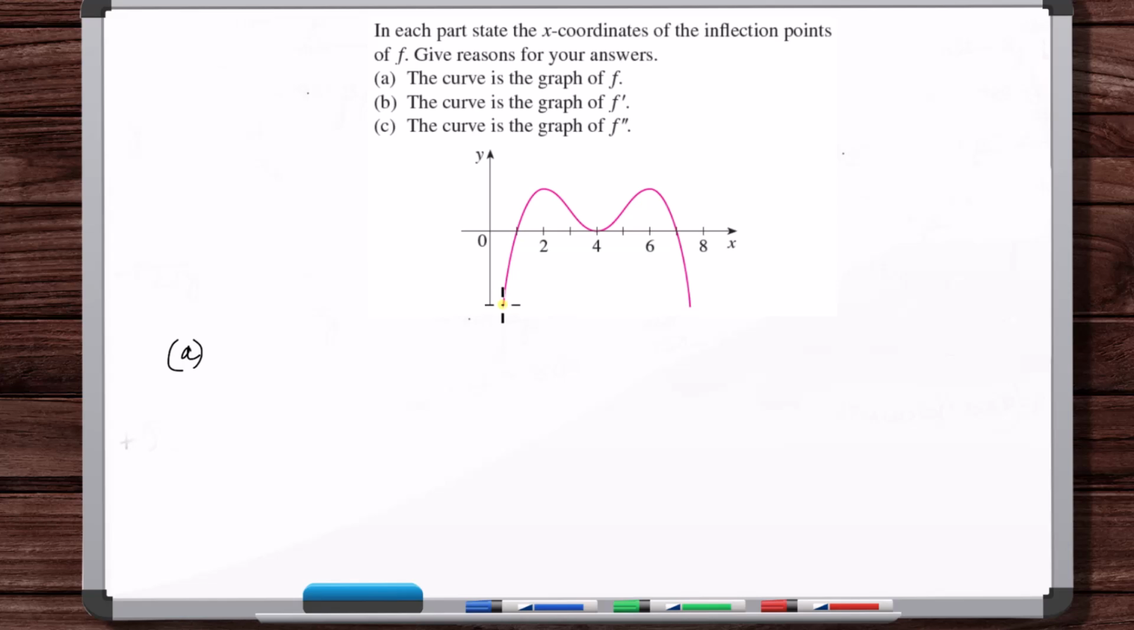We look for concavity. Here we're concave down, concave down, concave down, concave down, concave down, boom. We switch to concave up here. Concave up, concave down, boom, we switch to concave down. So the x-coordinates of the inflection points are going to be x is equal to 3 and x is equal to 5.